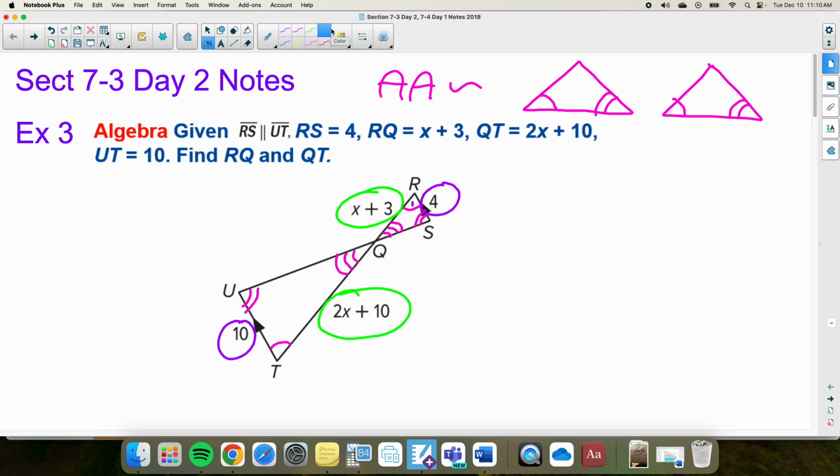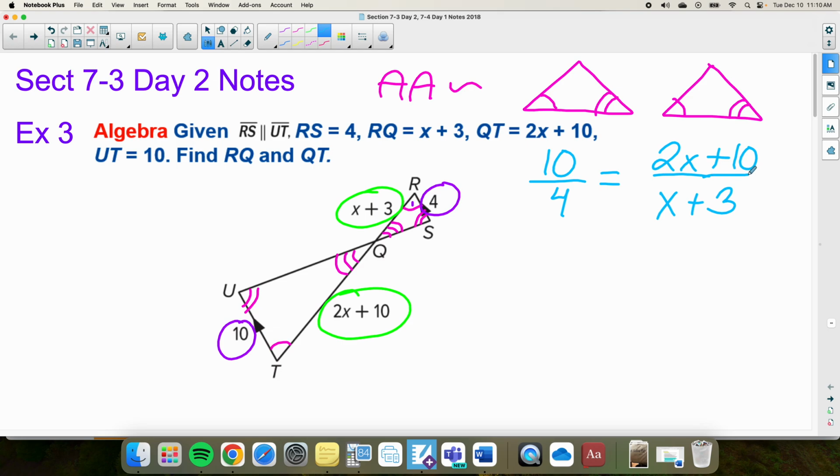When I look at this, I can write many different proportions. If I went purple of this over purple of that, 10 over 4, how would I have to write the green ones? 2X plus 10 over X plus 3. Yes. I went this purple over this purple, so I have to do this green over that green. So 2X plus 10 over X plus 3, okay?